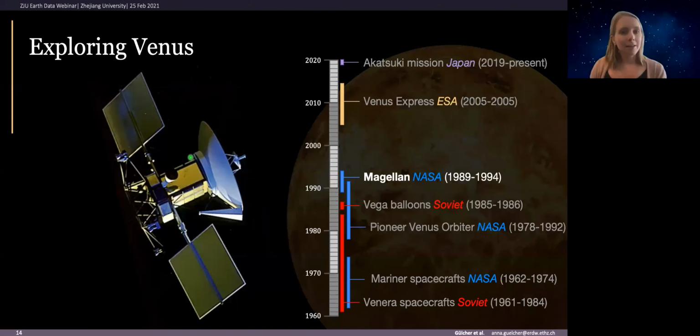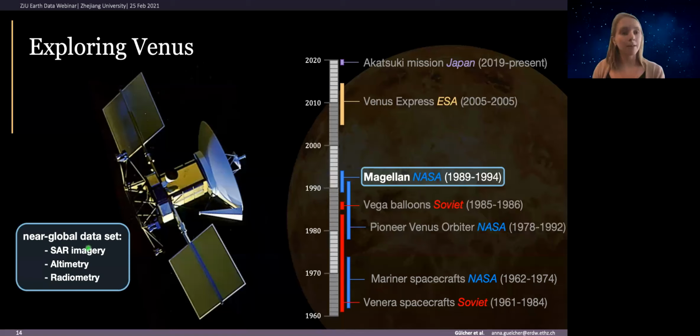So then in the 90s, there was a very successful mission called the Magellan mission, operated by NASA. And this remains up to today one of the most important missions, as it provided a near global data set of imagery, altimetry, so topography, and radiometry. Over 98% of the surface was mapped, and these maps resulted in a burst of scientific studies following this mission regarding the surface and interior dynamics of the planet.